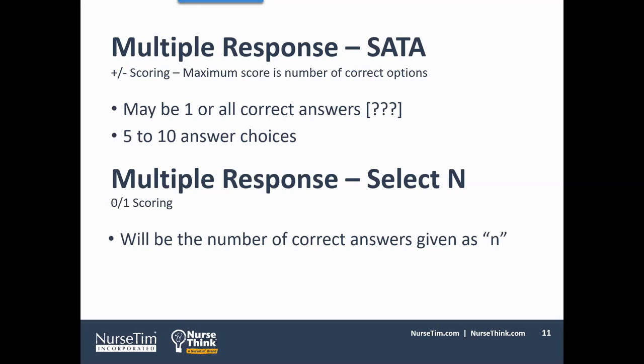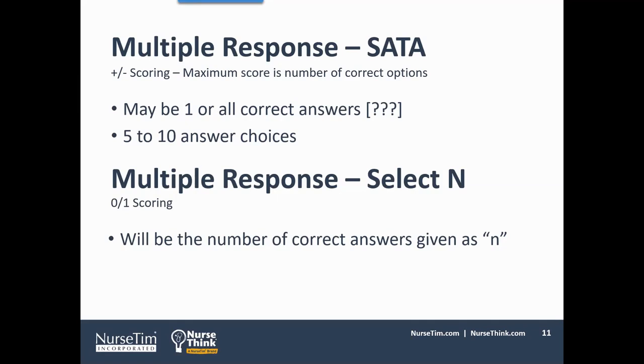Now, there's another style of multiple response called a select N. And a select N item will have anywhere from 5 to 10 answer choices. But the question will tell you exactly how many answers are correct. So the question would say something like, select the 4 correct answers from the 10 that are listed. And in this case, the student can only pick 4. They cannot pick 5. The computer program software will not allow them to choose 5 answers. They can only choose 4.